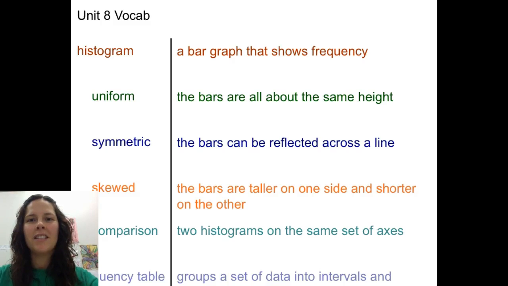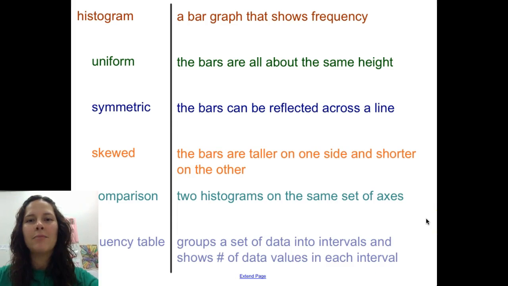Our next display is a histogram. A histogram is a special type of bar graph, and on the y-axis it displays frequency, or how often the data value occurs. There are three different types of histograms, meaning three different ways generally that a histogram can look.